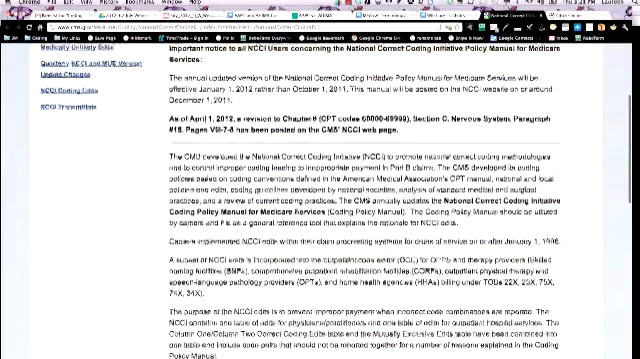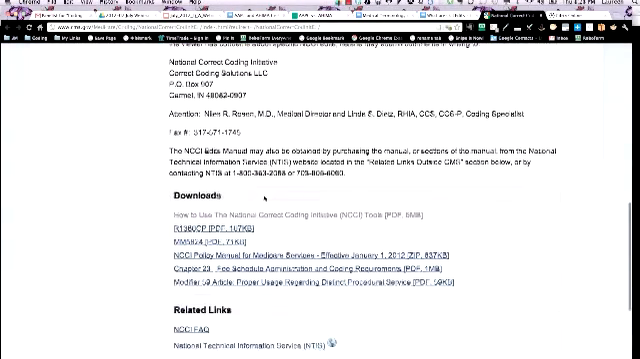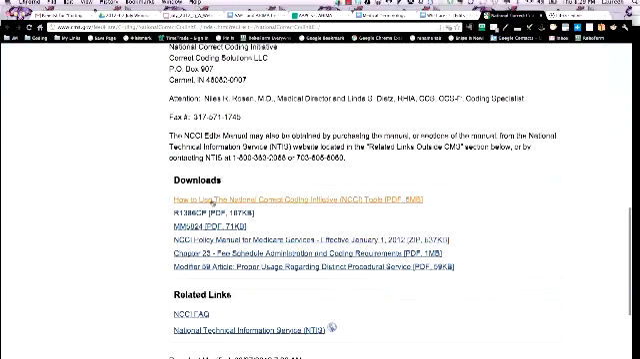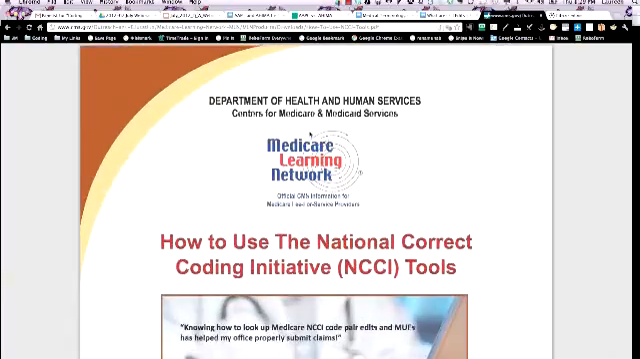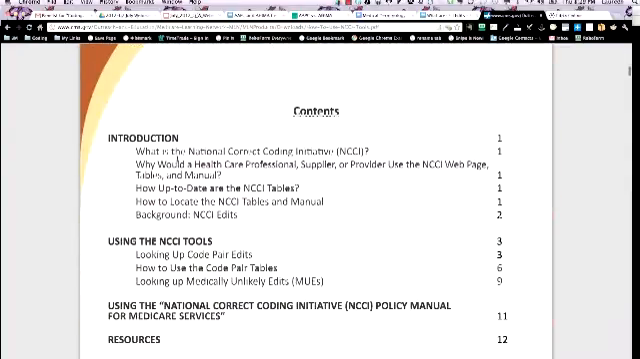They've got these downloads here. Okay, and this one is very, very good. How to use the National Correct Coding Initiative. This is from the Medicare Learning Network. And it has screenshots, and it tells you exactly what they are, why we need to use them, how to use them, how to locate them. So this is definitely a great primer to print off, read, and study.